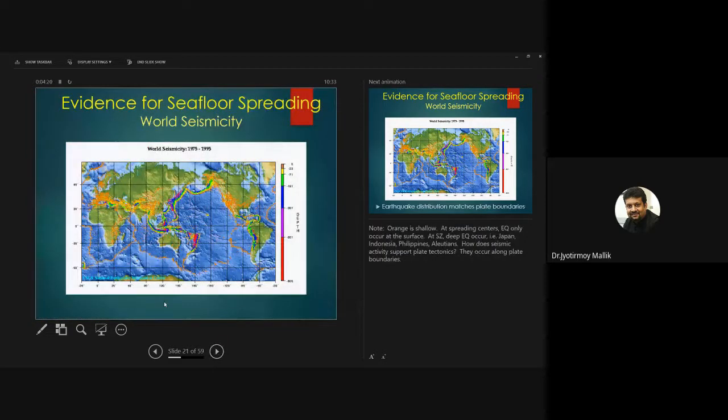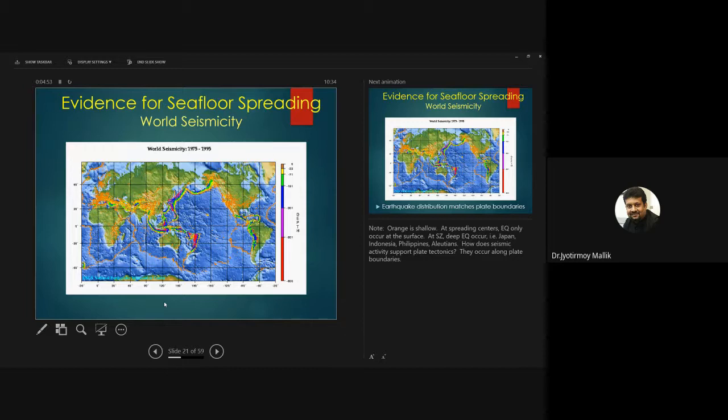So, evidence of seafloor spreading and world seismicity. What is generally seen is that because you have some sort of mass destruction, not in the sense that the mass transforms into energy, but that the solid mass, the crust, gets destroyed, and there is some sort of material imbalance that happens. That's why you do see a lot of earthquakes.